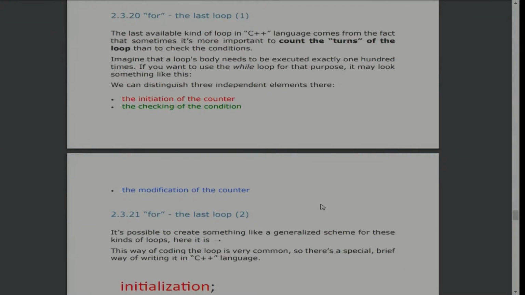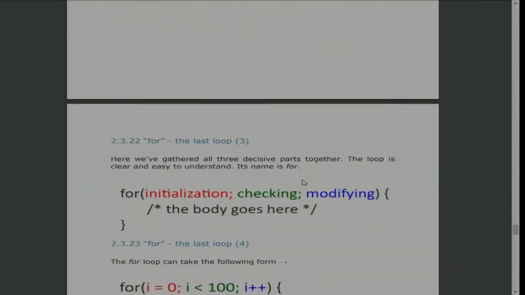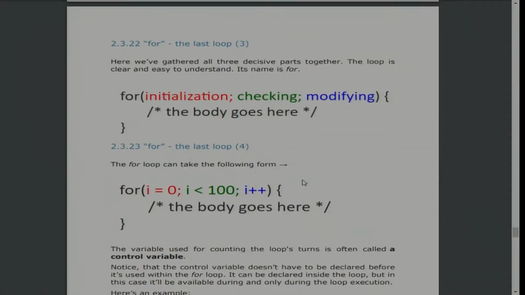Then we have the for loop, which has three parts: the initializer, the checking of the condition, and the modification of the count. That is the syntax of a for loop. We initialize first, then we check our condition, then we execute the instructions inside the body, then we modify our counter.